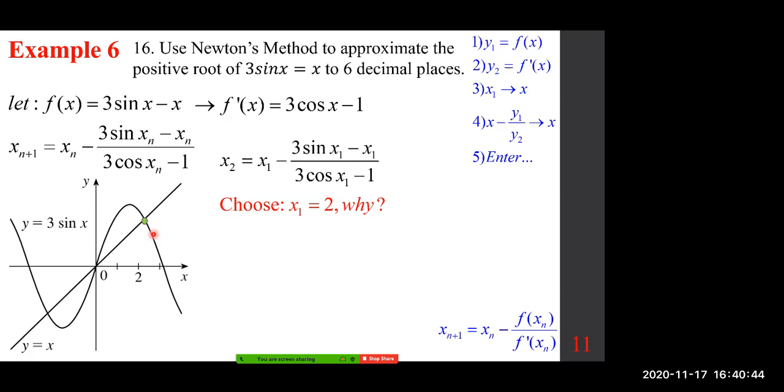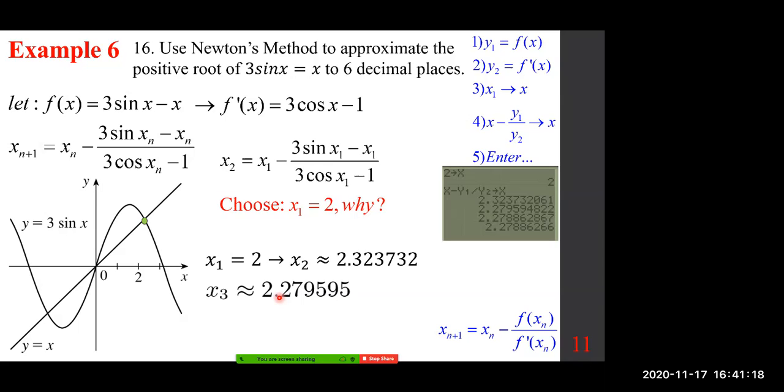Plug in 2, and 2 is in radians, class. So you plug in 2, you get x sub 2 equals 2.323732. Again, a tedious process. If you want to use that again by hand, obviously we put it into a calculator and we get the next one. And right away, notice even the first decimal, they are not the same. You use a calculator, class, again, showing you the calculator. The next one, x sub 4, and the next one, x sub 5, they're almost the same. We are looking at 6 decimals, everybody. 2.278863.